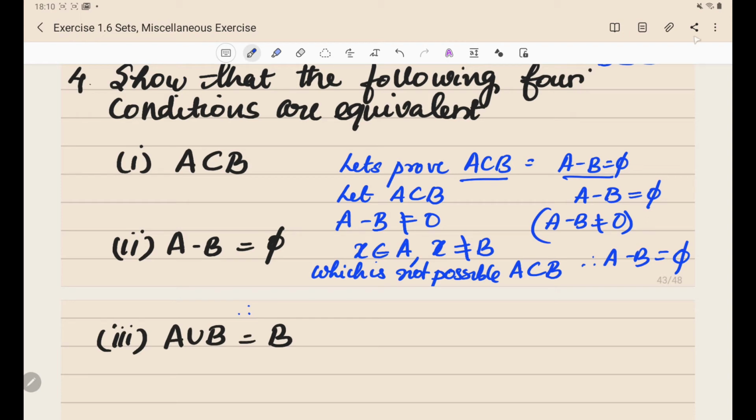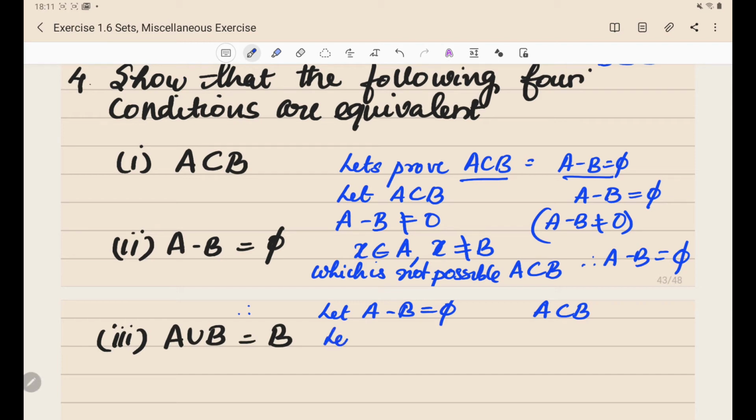Now let's take A minus B is equal to phi, and we need to prove that A is a subset of B. Right? So we are taking both conditions: first we found from A subset of B that A minus B is equal to phi, and now we are going to find from A minus B equal to phi that A is a subset of B. We are going to prove that.